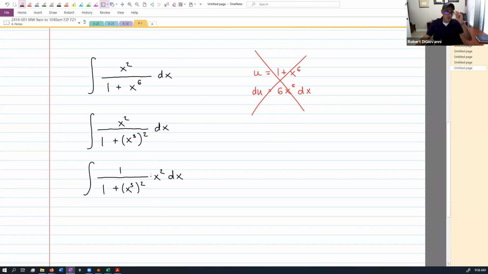Does everyone see what Bree's done here? She rewrote x to the 6th as x cubed squared. And what's great about that is if we let u be x cubed, the derivative of that is 3x squared, and we almost have that. We have an x squared. So this is actually going to work. Bree, what made you think to do that?